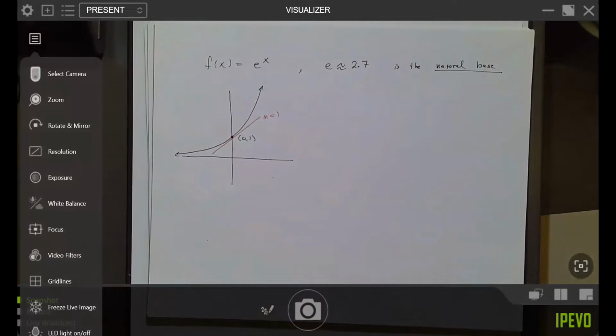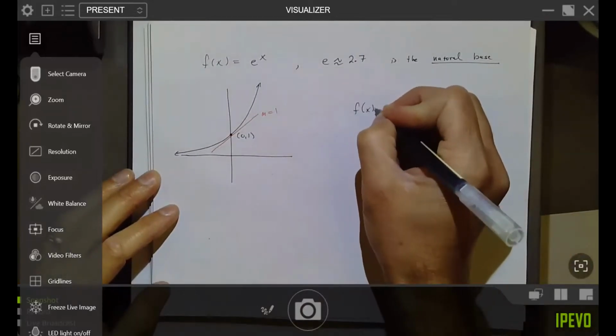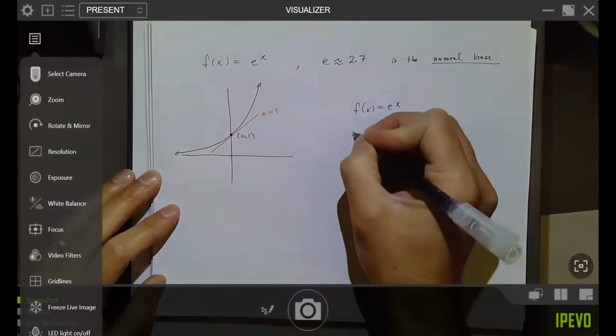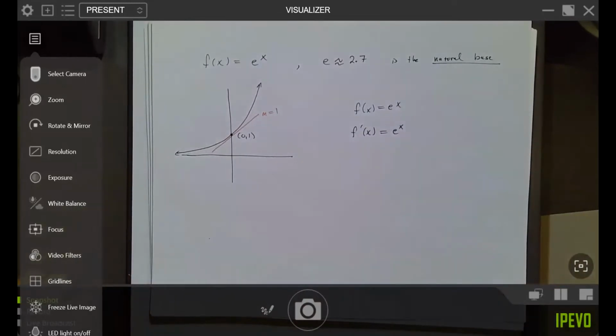The reason this is really the important one that we like the most is because of the following. If your function is e to the x, the derivative is also e to the x. That's what makes this function really special, that it's its own derivative. And there aren't many functions that fit that criteria. In fact, it's kind of the only one.